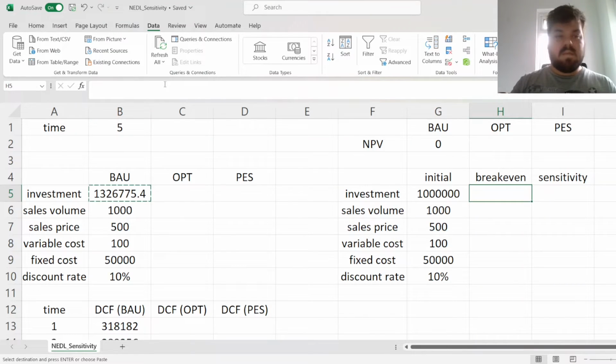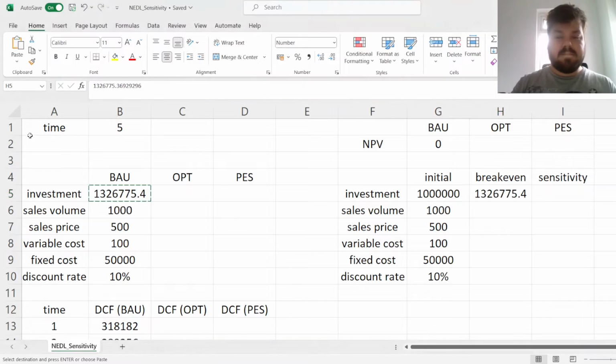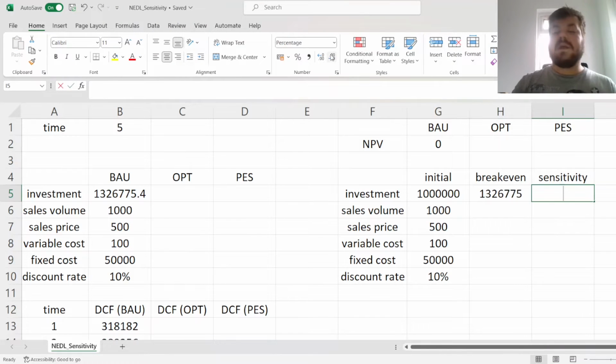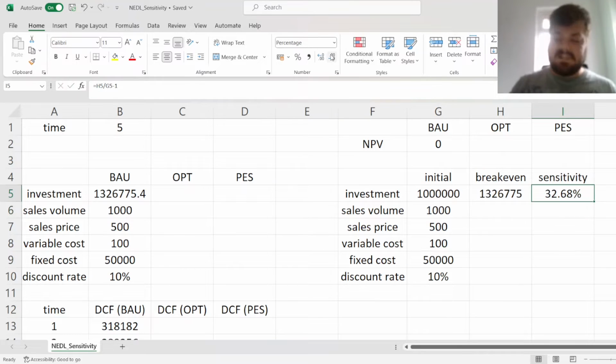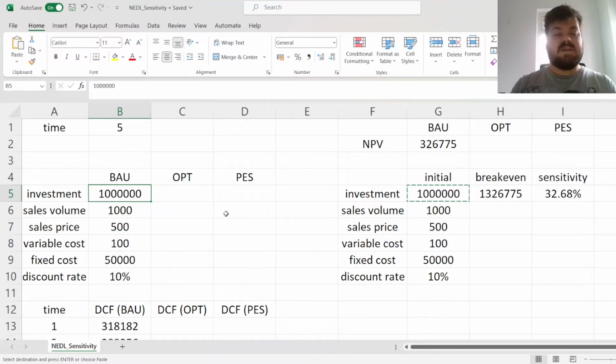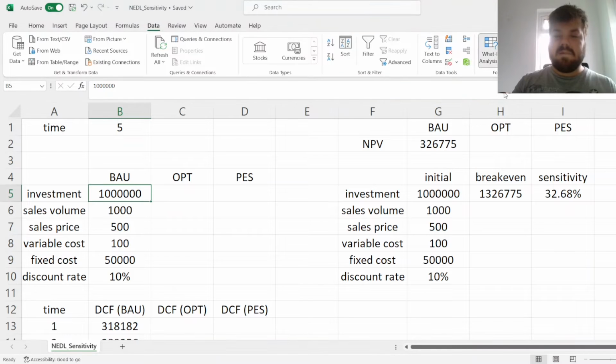So we can copy and paste it over here and calculate our sensitivity as the break-even value divided by the initial value minus 1. The sensitivity is 32.68%, meaning that in relative terms, the required investment amount can increase by 32.68% before the project becomes unprofitable. Now we revert back to the initial values of our inputs or assumptions and run goal seek again.